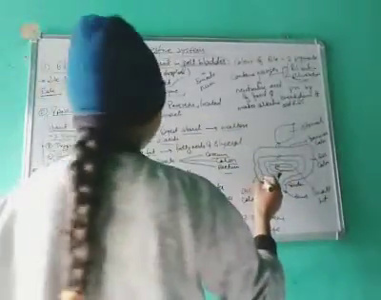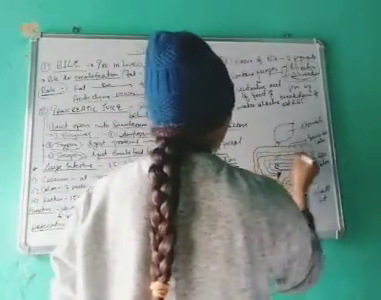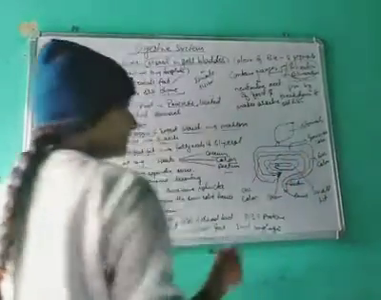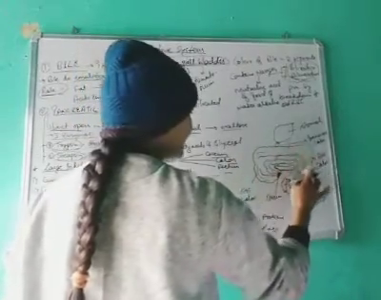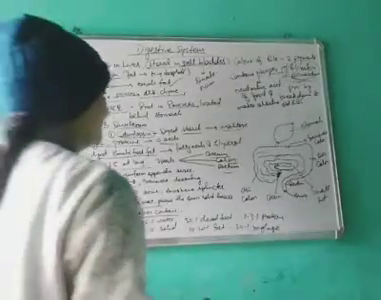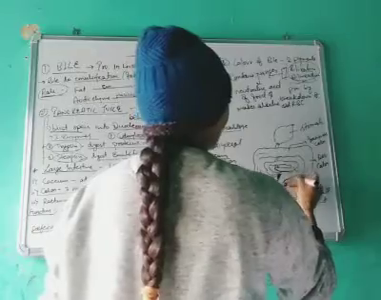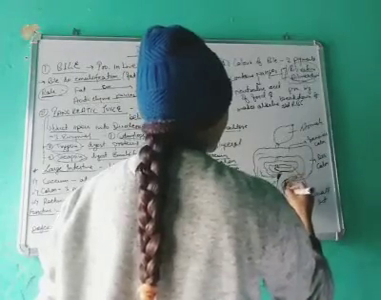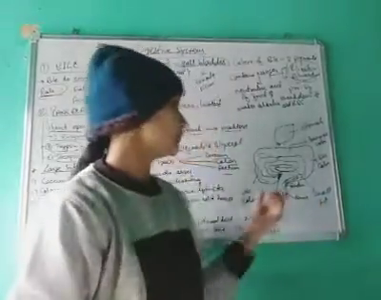The next part is the colon. This one is the colon. The major part is called the colon. The colon is also divided into three parts: ascending colon, transverse colon and descending colon. After that there is the rectum. This one part is the rectum. The rectum opens into the anus.